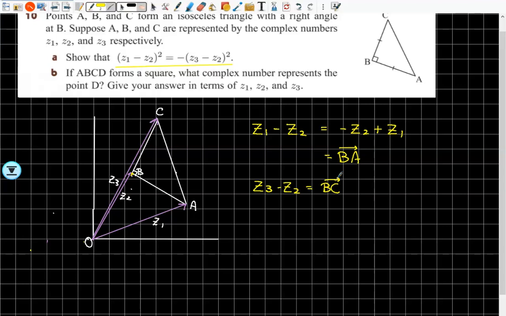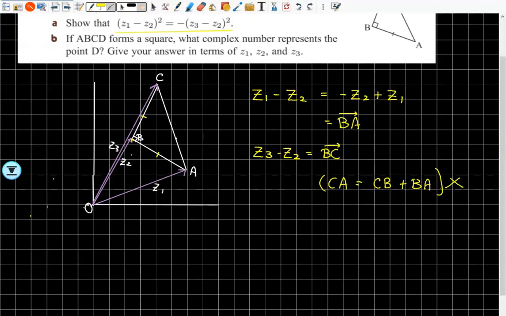Show that BA, oops, I forgot to put those in. Show that BA squared equals minus (Z3 take Z2) squared. And I was thinking, ooh, could I use Pythagoras' theorem? But no. This is where it might get a little bit ugly, and we have to use our complex numbers in polar form. So we tried thinking of Pythagoras' theorem, but we're not talking about the modulus here. So then we can't do that.